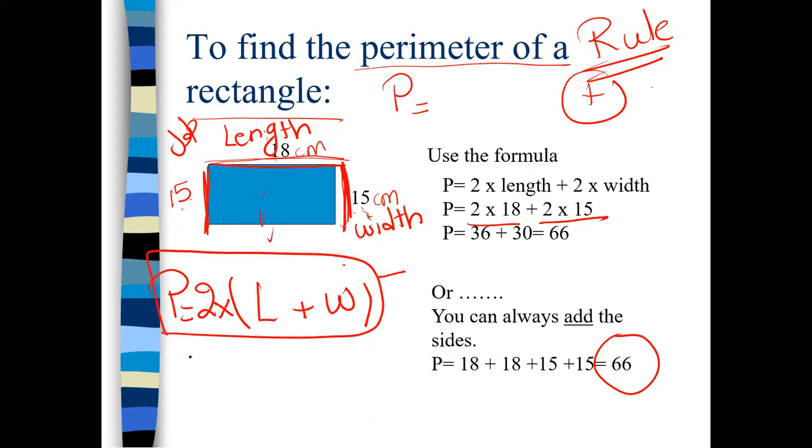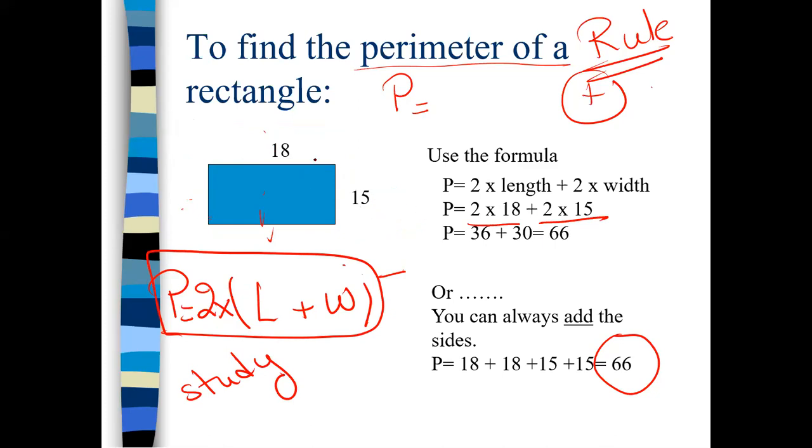You have to study it. Parameter of a rectangle. Can I write it in the book? Teacher, it's written in the math book. I will show you when I finish. So, the parameter of a rectangle is 2 times, open brackets, length plus width.